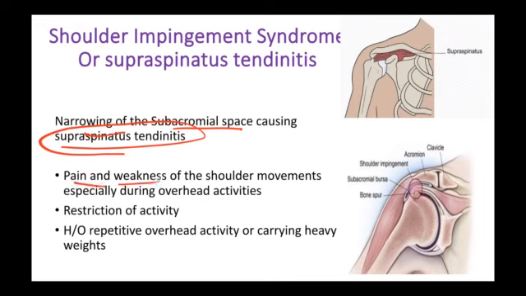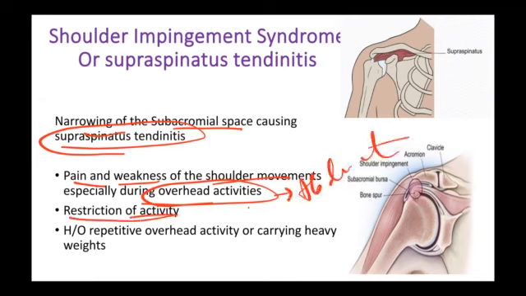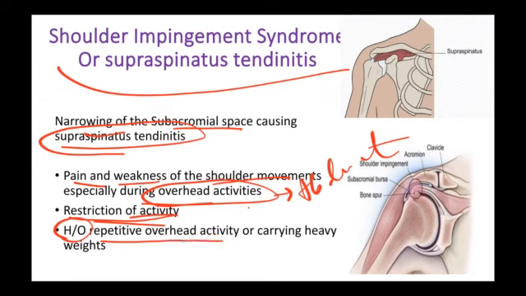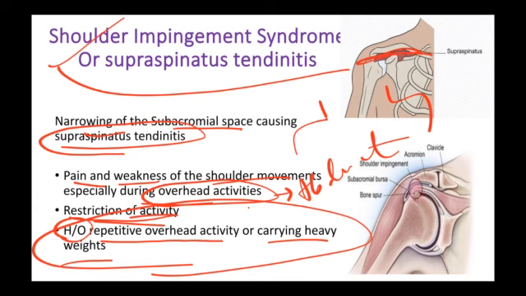The patient will have pain and weakness of the shoulder muscles, especially during overhead activities that include abduction, and the patient will have restriction of that activity. This is usually seen in patients with a history of repetitive overhead activities or carrying heavy weights. For example, a weightlifter, the guy who keeps lifting weights, because of all the abduction he has to do, there is a lot of strain on the supraspinatus muscle. Therefore, those patients are more prone to this disease.